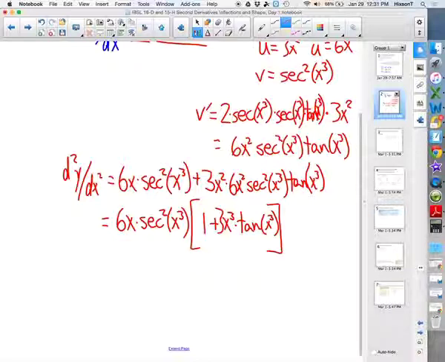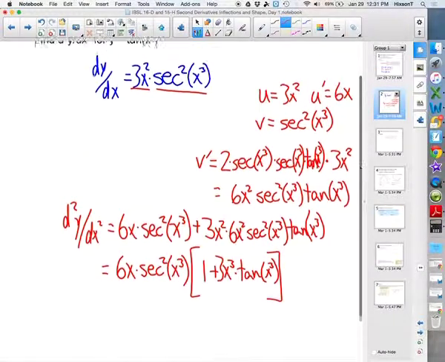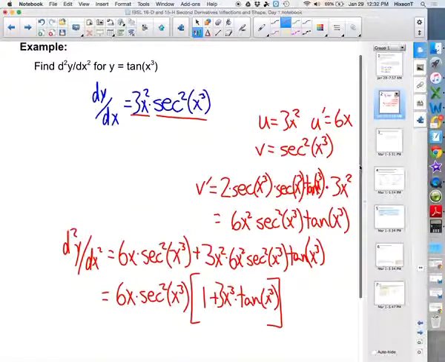So, here's the thing, guys. One of the biggest things on these is going to be just being careful, neat, and staying organized. Which I know can be a struggle. But take the time. When you see it's going to be something complicated like this, take the time to write out your u, your v, your u prime, your v prime. It's worth it, because it'll save you a lot of headaches later.